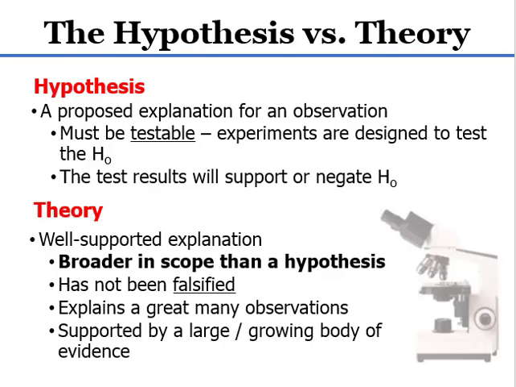Here, we compare the major difference between a hypothesis and a theory. Your working hypothesis is your proposal for an explanation based on your observations. This is a testable process through experimentation. A theory is much broader and more general than your hypothesis and can explain a great many observations. A theory is supported by a large, growing body of evidence that has not yet been falsified.